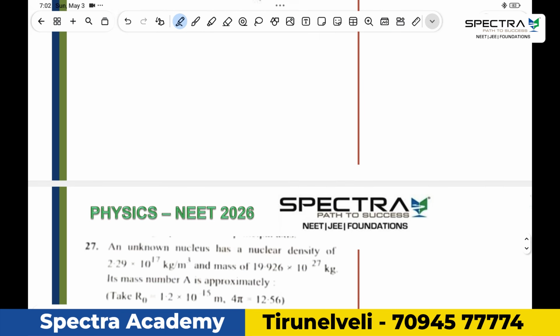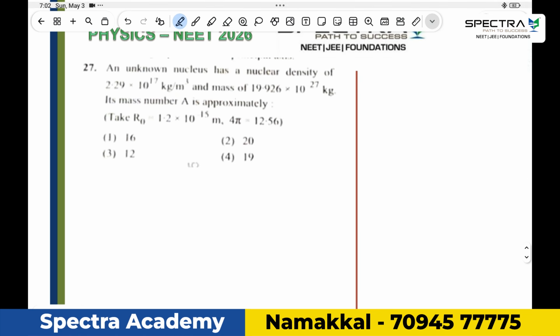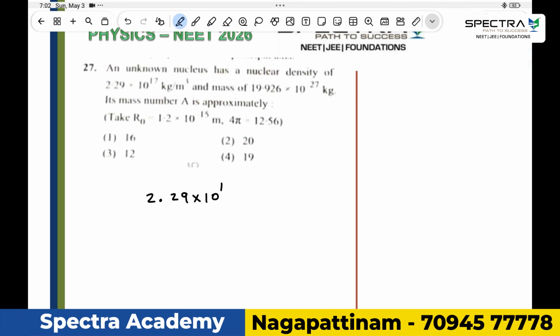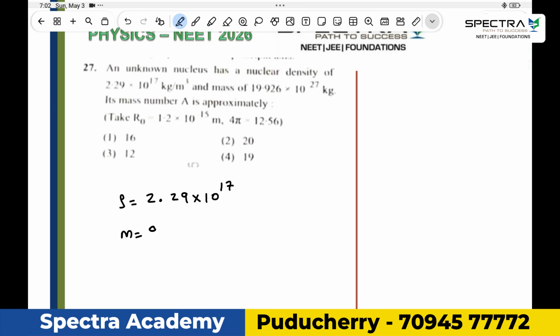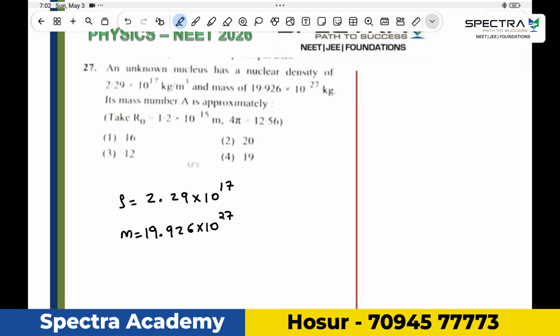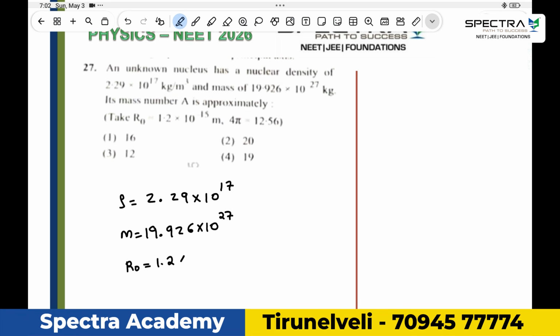Yes. Now, next question. An unknown nucleus has a nuclear density of 2.29 into 10 power 17, that is the density given, and the mass is given here as 19.926 into 10 power 27. Now R naught is given as 1.2 into 10 power 15 and the value of 4 pi is given as 12.56. What you are asked to calculate is the mass number A.